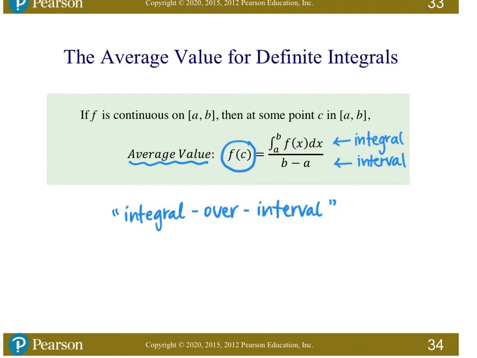So, like a snap definition, if I say to you, hey, tell me what the average value is, you spit back to me integral over interval, and I'll say, okay, write it down. And then you'll write down the integral from a to b of f of x dx, and then over the subtraction of the interval, b minus a.